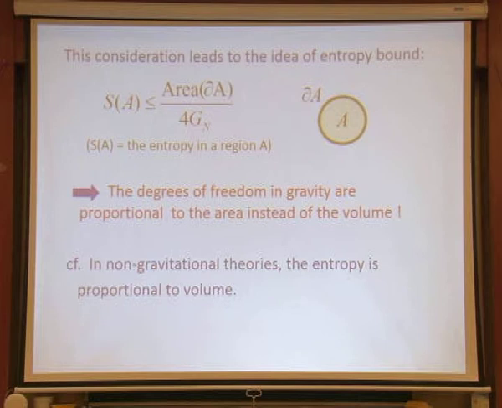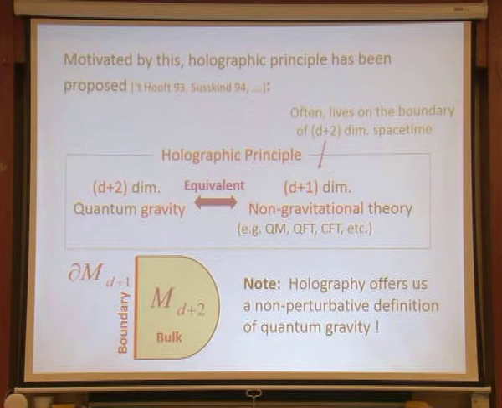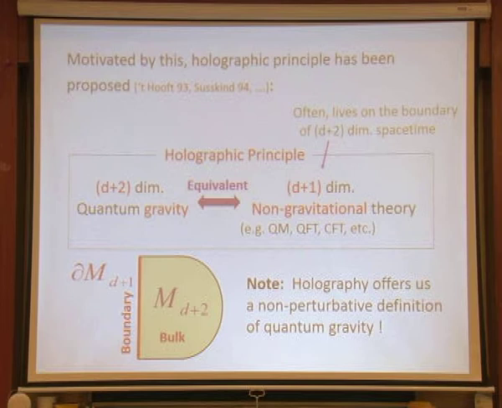So motivated by this and also some other considerations, the holographic principle has been proposed, and more refined by many people. In the end, for example, we get this kind of holographic principle, which tells us the following equivalence, though in a bit of an ambiguous way to define both sides. But anyway, let's consider some quantum gravity in D plus two dimensions, some gravitational theory in D plus two dimensions. And this is claimed to be equivalent to a theory without gravity, which is in D plus one dimensions.